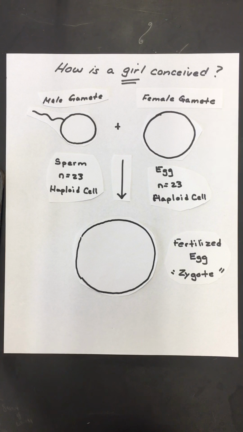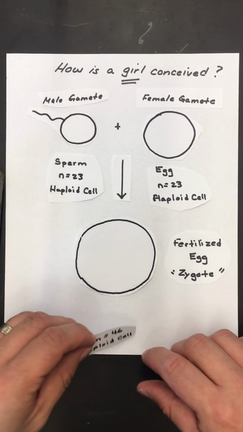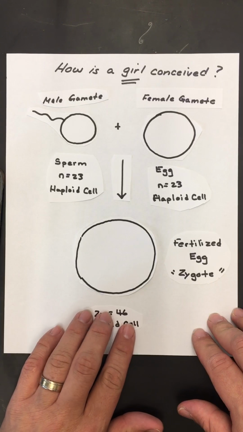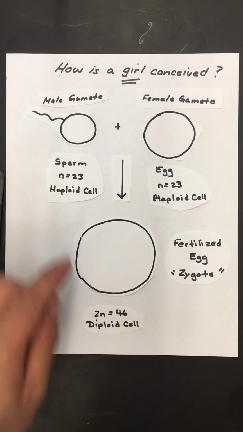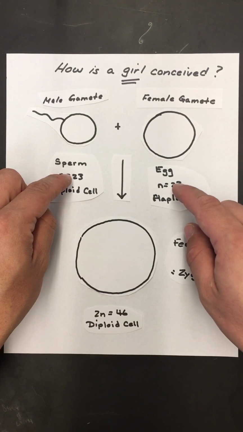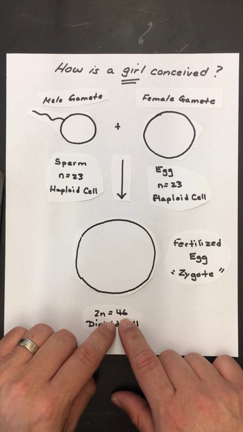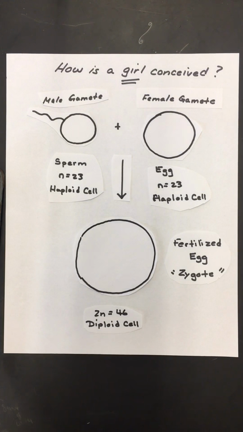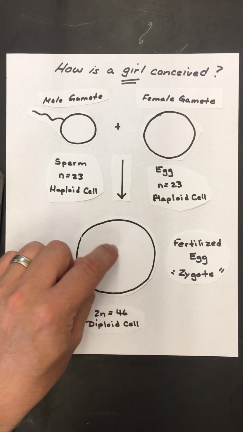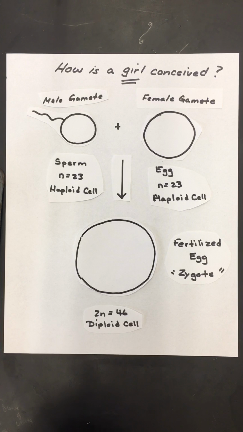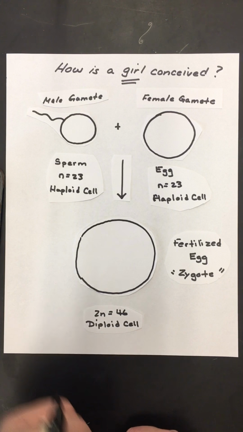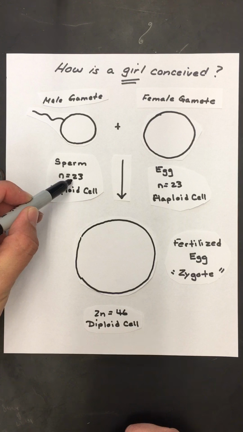And what do we know about a fertilized egg? We know that it's a diploid cell, right? It got 23 chromosomes from dad, 23 chromosomes from mom, and that's where we got our 46 number, right? But this still doesn't explain how this fertilized egg will eventually become a girl, right? So, to understand this a little bit better, we have to talk about the chromosomes, okay?